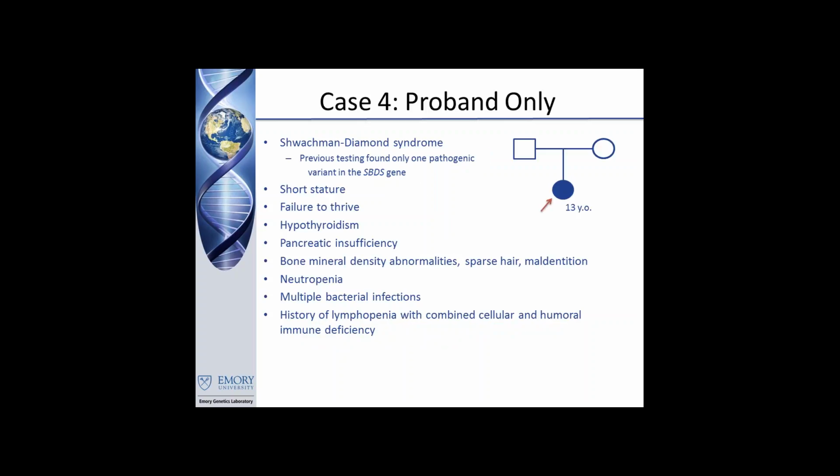The last case that we're going to go over was a Proband Only case. It was a 13-year-old girl with a clinical diagnosis of Shwachman-Diamond syndrome. Previous testing had found a pathogenic variant in the gene associated with that syndrome, but she also had other symptoms that they thought weren't properly explained by that diagnosis. So she was short, she had failure to thrive, she also had hypothyroidism, neutropenia, multiple bacterial infections, and a history of lymphopenia with combined cellular and humoral immune deficiency.